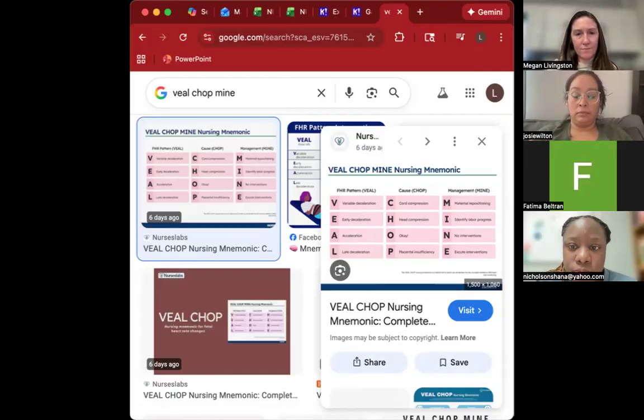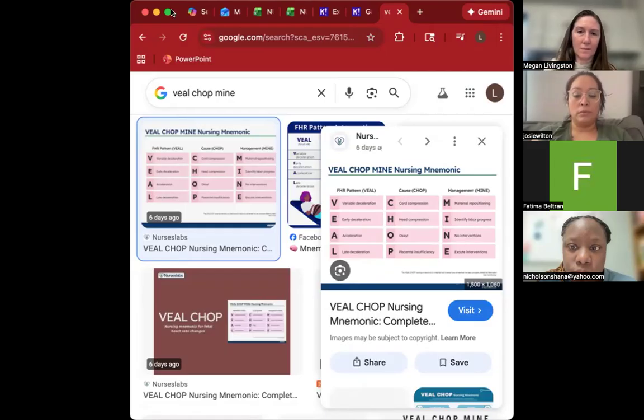I'm sending this in our meeting chat so you can save it if you have not gotten this yet. It's really good because it goes through every single thing. An early deceleration is just head compression, and that's okay. It just means that labor is progressing normally. An acceleration is okay. Those are what we want to see on a tracing. And then late decels are a result of placental insufficiency.